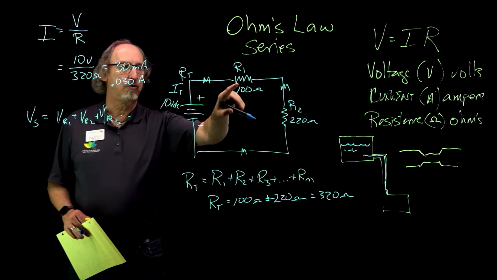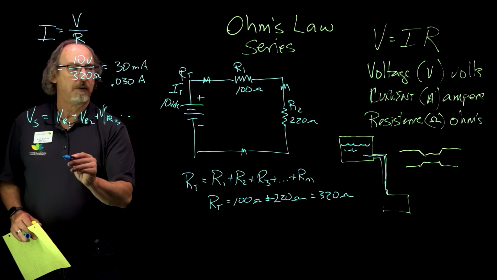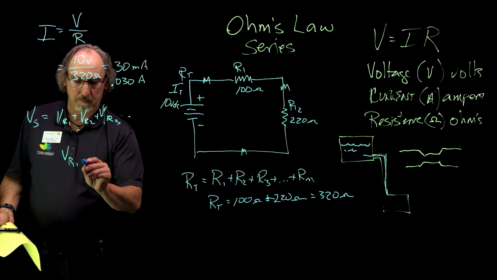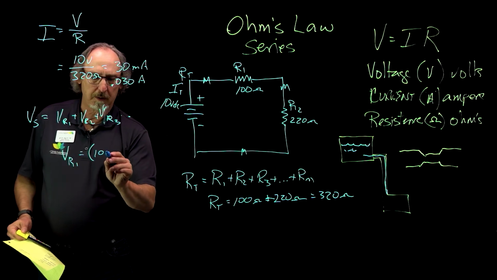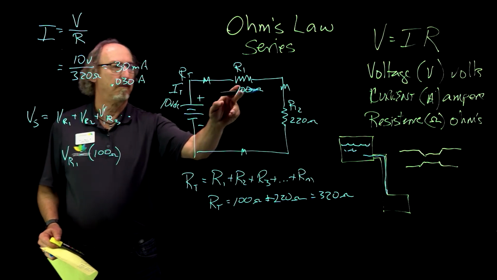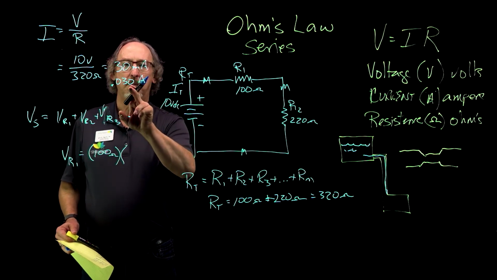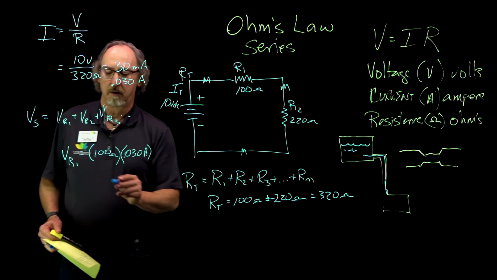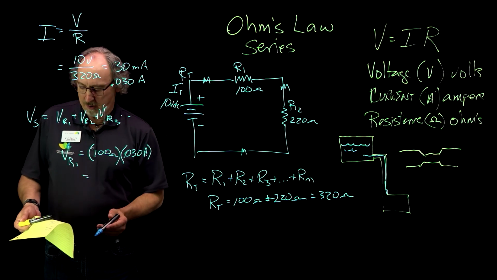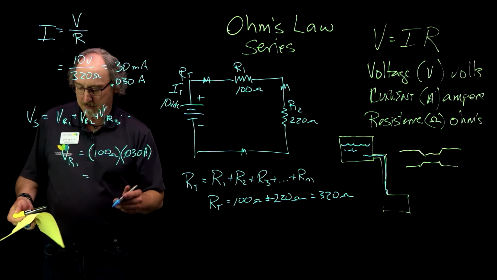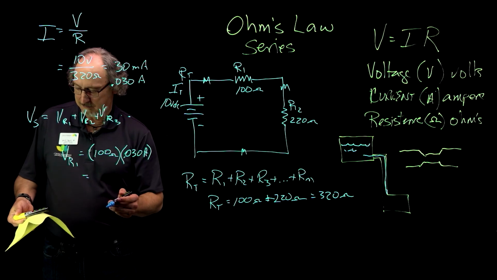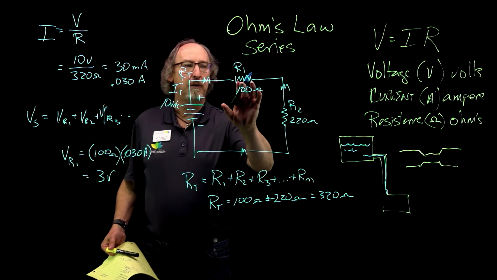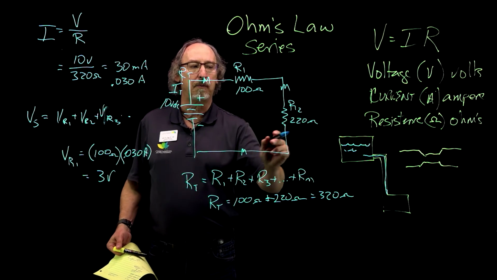So to calculate a voltage drop of R1, I would have my voltage of R1. I know my resistor value, 100 ohms, and now I know my current. So to do the calculation, you come up with about 3 volts. So I'm going to drop 3 volts here. That's going to leave me 7 volts it's got to drop across R2.